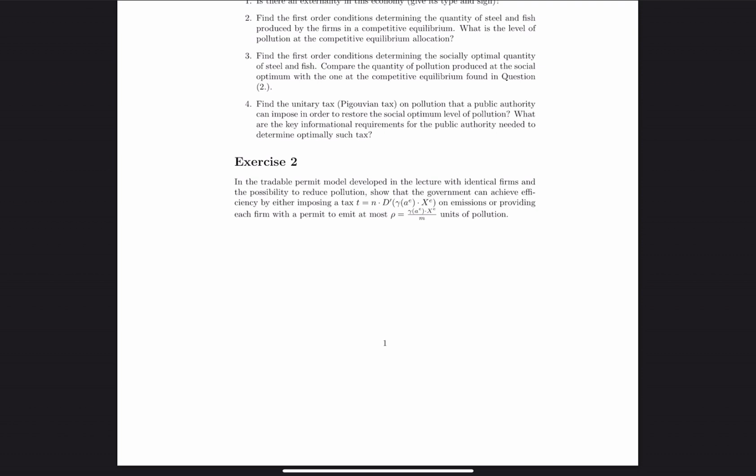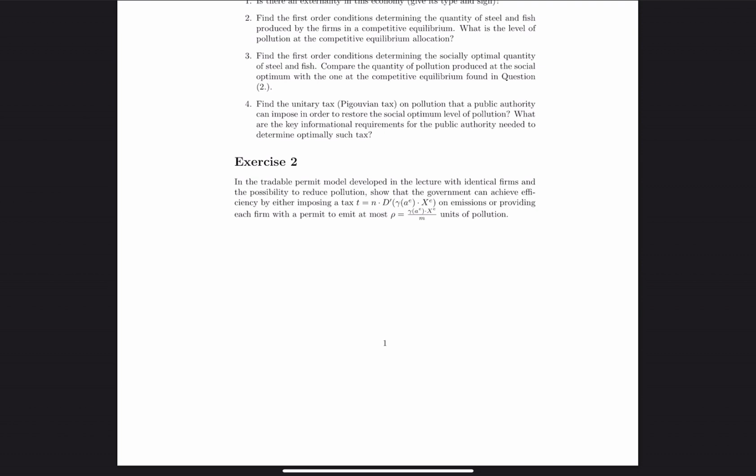So in the tradable permit model developed in the lecture with identical firms and the possibility to reduce pollution, show that the government can achieve efficiency, so social efficiency, by either imposing a tax, described by this equation here, on emissions, or providing each firm with a permit to emit at most rho units of pollution, where rho is described by this equation here. And I will describe what those expressions mean in a second when we deal with the exercise.